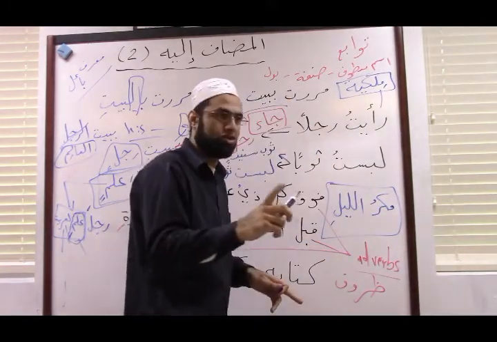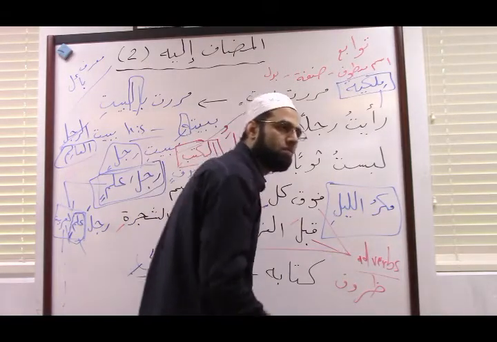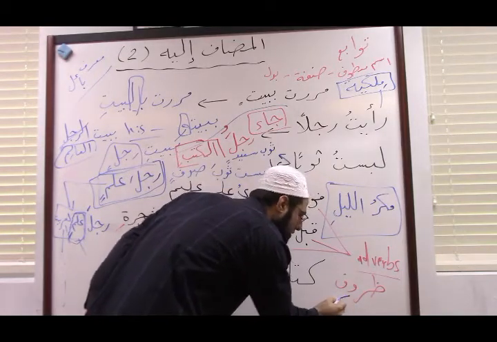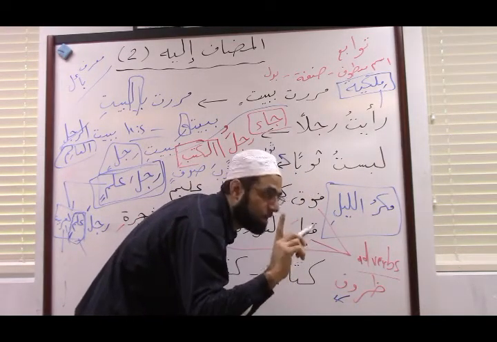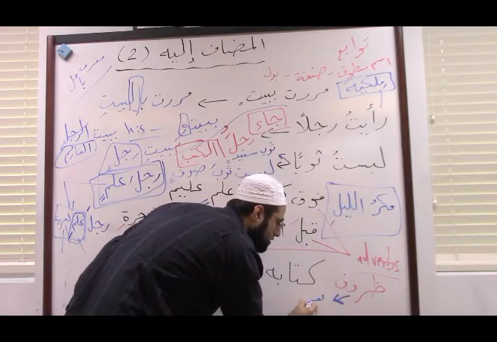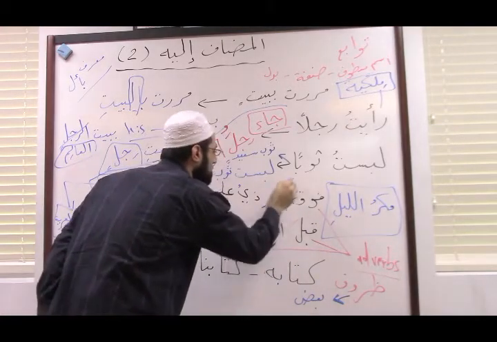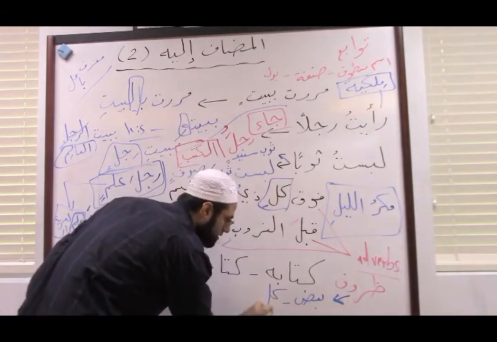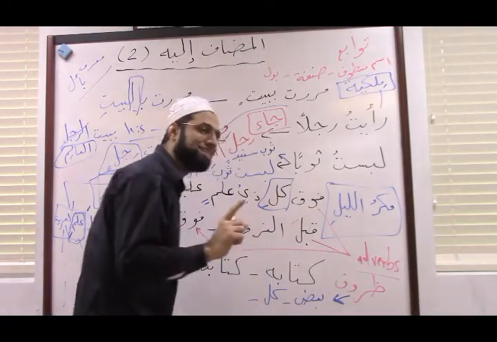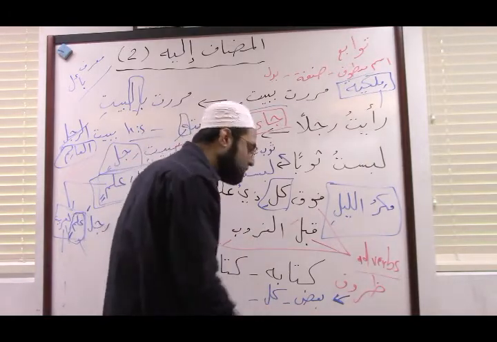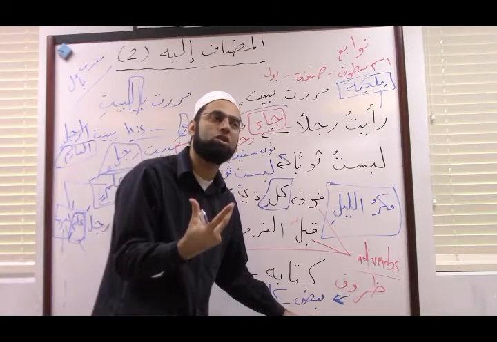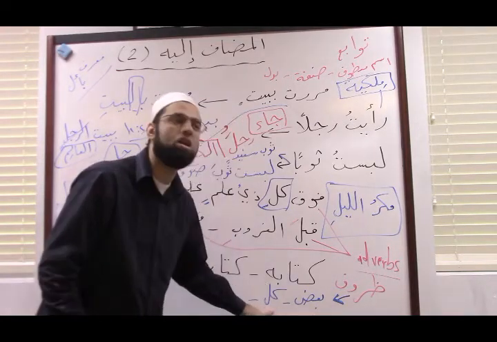Also, there are some words, like بعض, as in بعض الناس. I'm going to write them here. Some words also. They're not adverbs, but these are words like بعض and كل. بعض means some. Not بعد. You see the difference between dal and ضاد? So بعض means some, بعد means after. But بعض is some. كل means all.